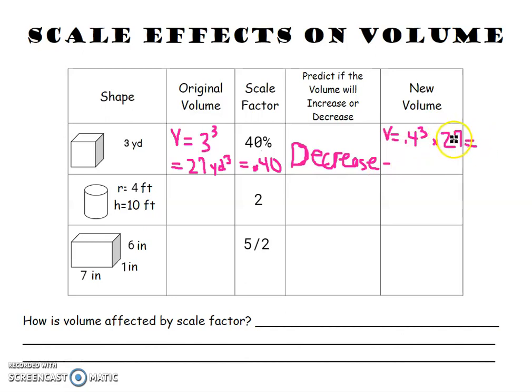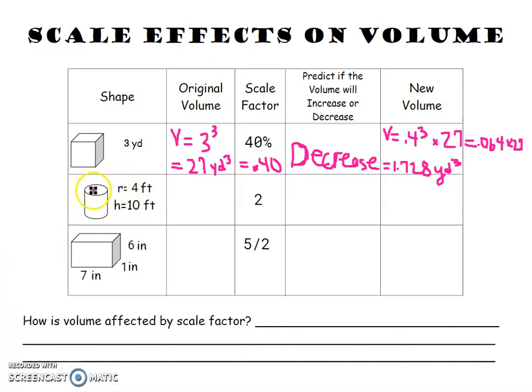Okay, so 0.4 cubed is roughly 0.064. And then we still times 27. So when you multiply all that out, we're going to get 1.728. Wow, that's a lot smaller than 27, right? And this is still going to be yards cubed. So it didn't just decrease it by 40%, it actually decreased it to 6.4%. A lot.